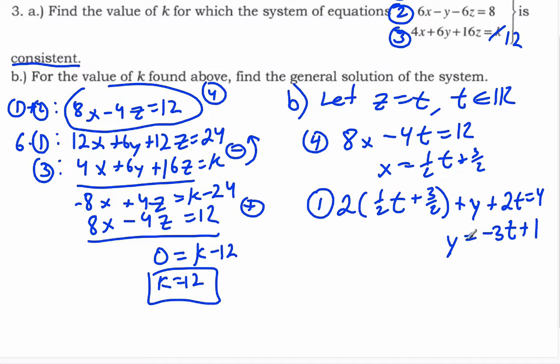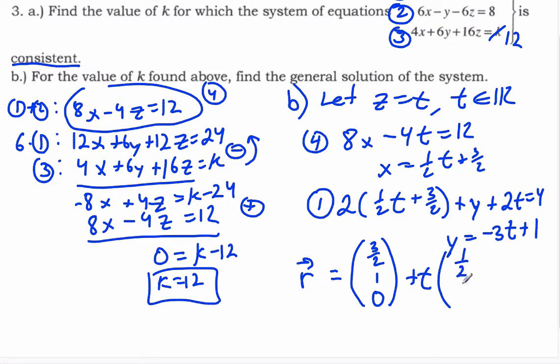So we got x, we got y, remember z equals t, so we got everything we need to write the equation. So we're going to have x is 3 over 2, 1, 0. And here for the direction vector, you're going to have half, negative 3 over 2. That's not half, that should be, oh, it is half, that's right. Half, negative 3, and 1.